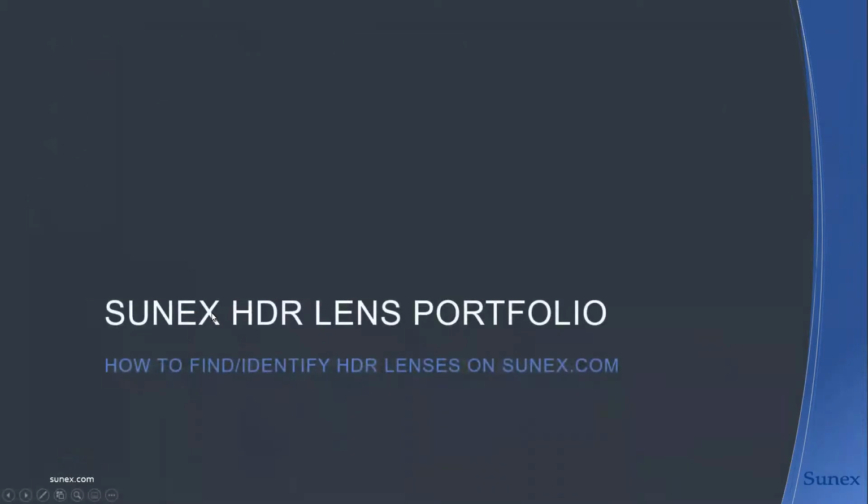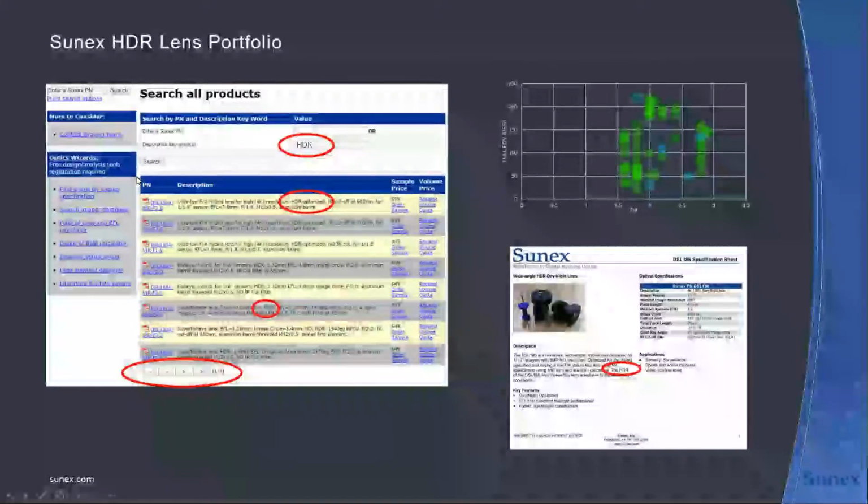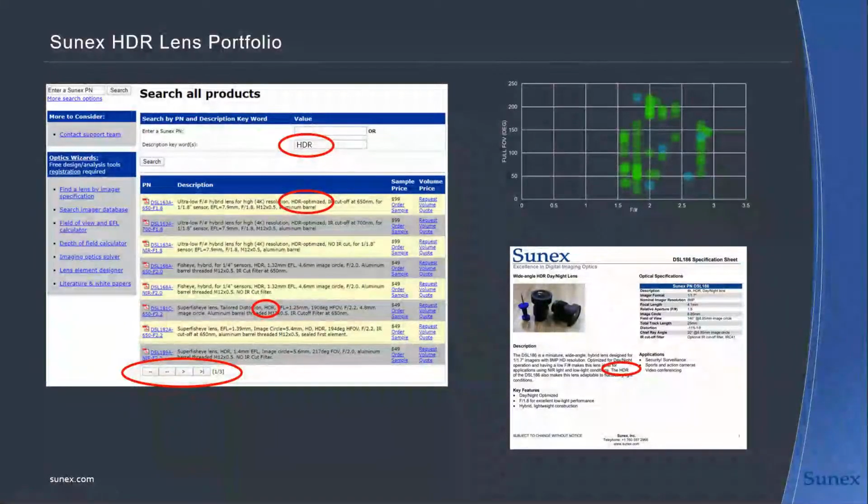So how many lenses do we have now that fall into this category? Quite often, the first attempt is to find an off-the-shelf lens. And how can you find off-the-shelf lenses at Sunex that give you an idea that they are HDR optimized and low ghost?